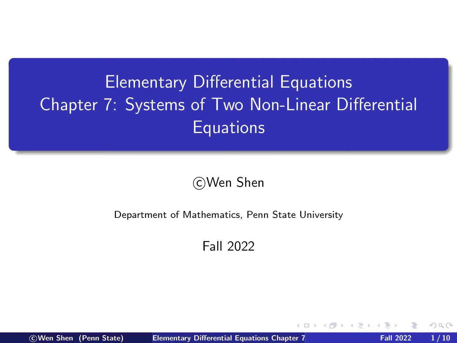This is an extra video for chapter 7 on the topic of system of two nonlinear differential equations. Here in this extra video, we will go through in some detail an example in population dynamics, namely the two competing species model, and take a closer look at possible solutions. Okay, let's get started.